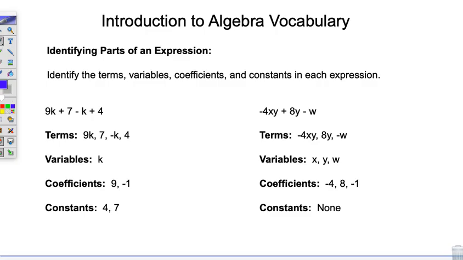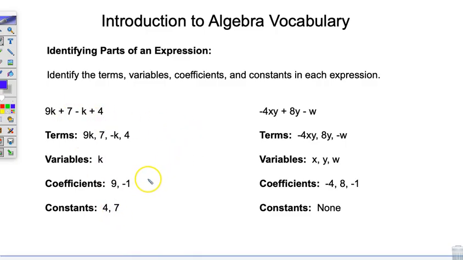Identifying parts of an expression. Again, we're going to look at the different parts. There are four terms in this expression. They include 9k, 7, negative k, and 4. The variables, there only happens to be one in this, and it's k. The coefficients are 9 and negative 1. And the constants are 4 and 7.